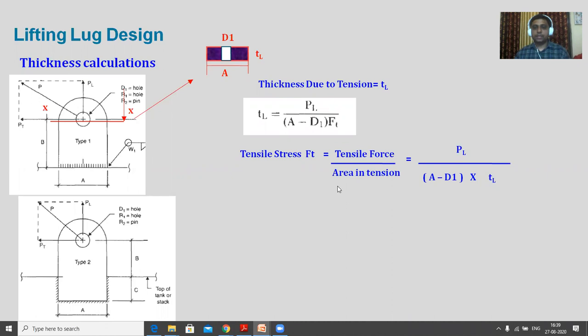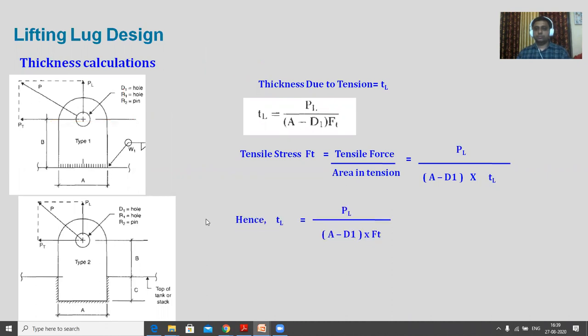So we have seen that the equation will look like this. That is the tensile force divided by the area in tension, and the area in tension will be (A minus D1) into TL. So that will lead to the thickness calculation. If it is under tension, then the thickness to sustain the tensile load will be calculated by the following formula: TL is equal to PL upon (A minus D1) into FT. Usually the allowable tensile stress will be considered as 66% of yield only. So the allowable tensile stress we'll be using is 2/3 of yield only.